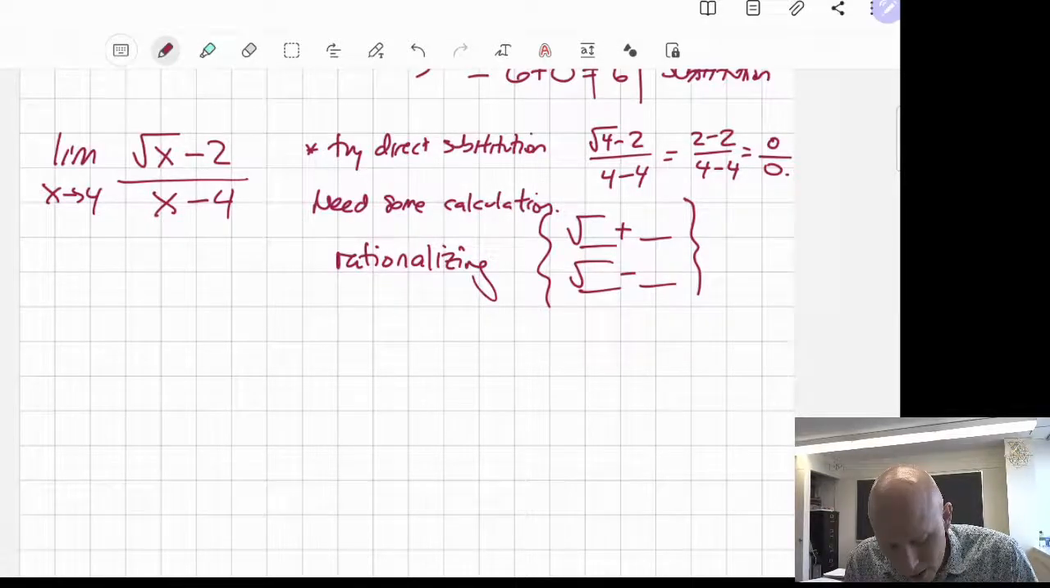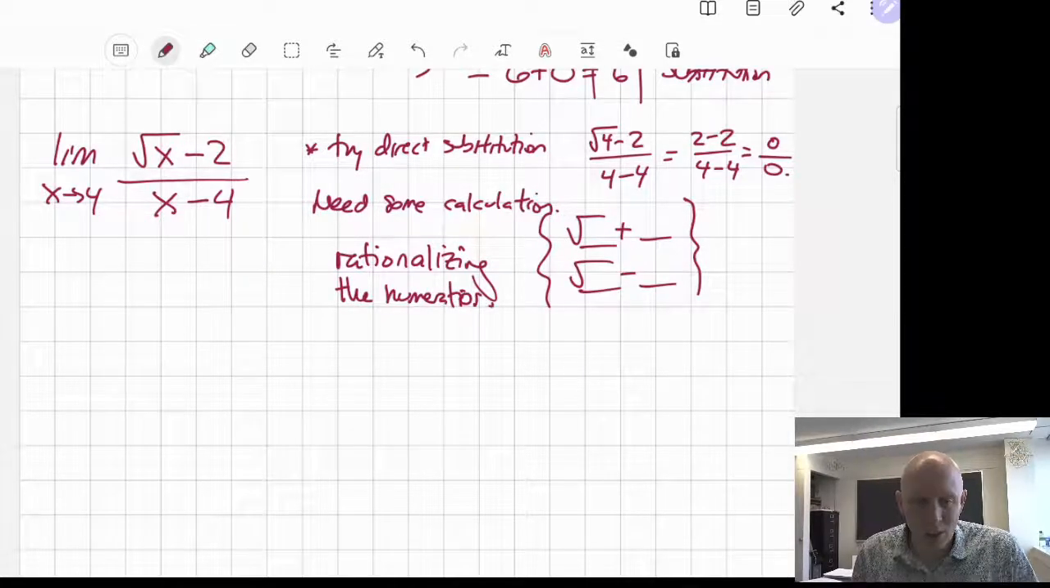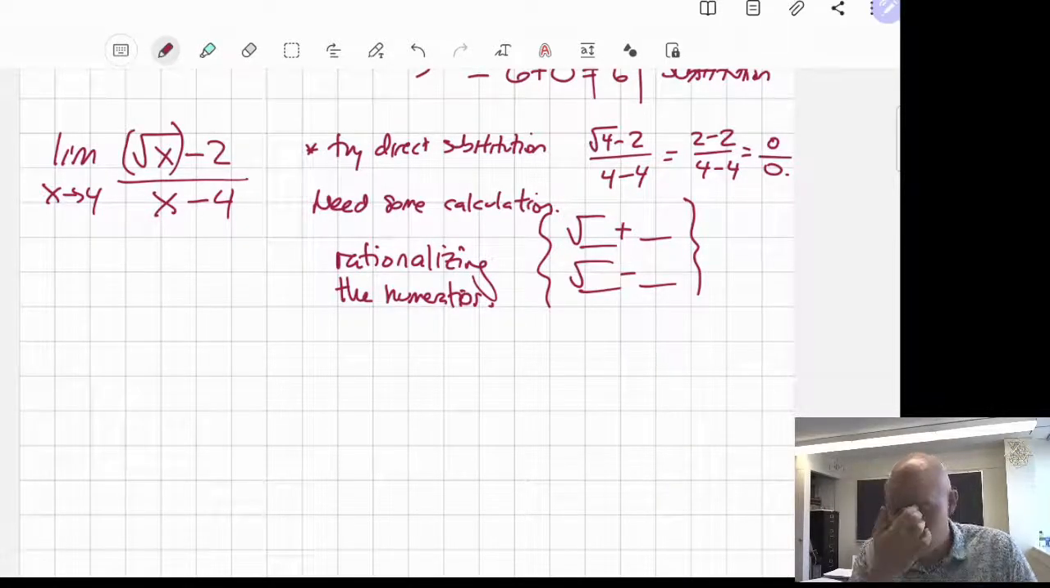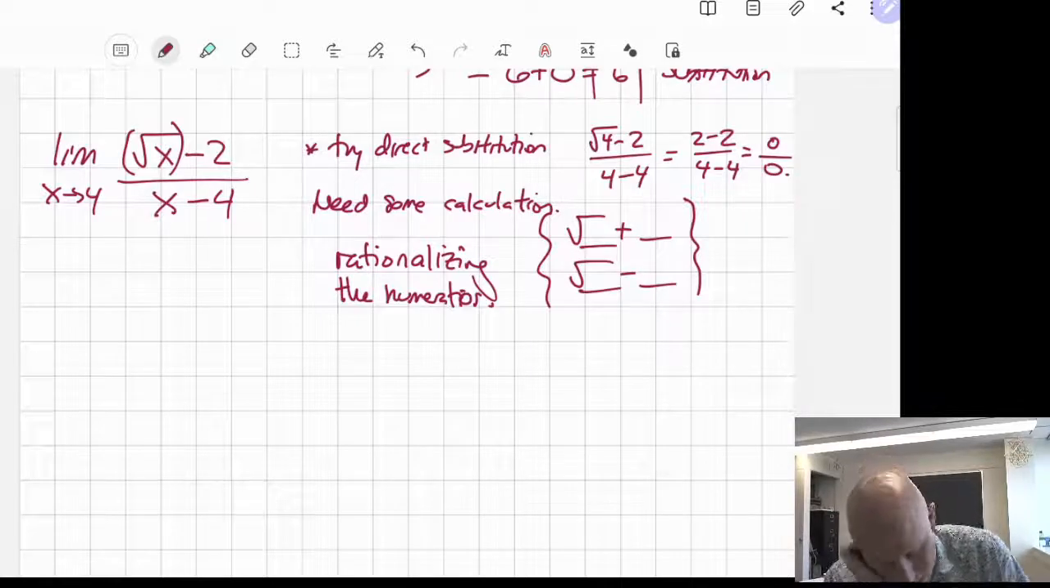And in this case, we're going to be rationalizing the numerator, which is a little bit strange. You're thinking about rationalizing a denominator, but in this case, the place where we have a square root of x plus something or square root of x minus something is in the numerator.